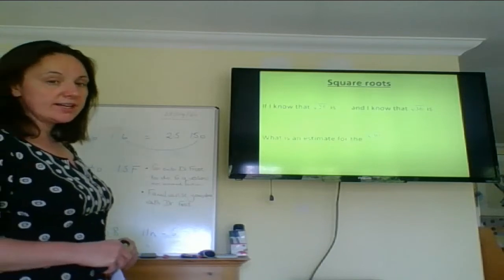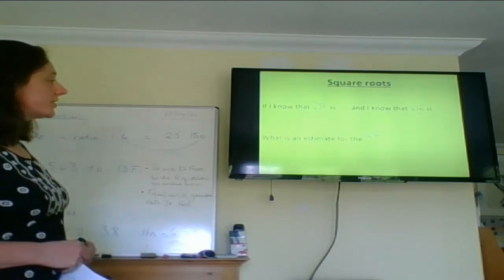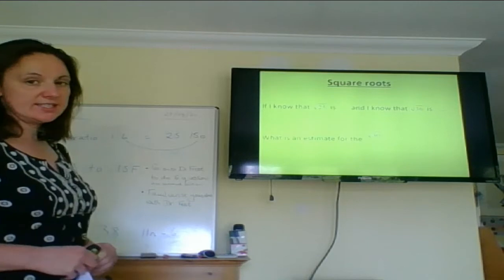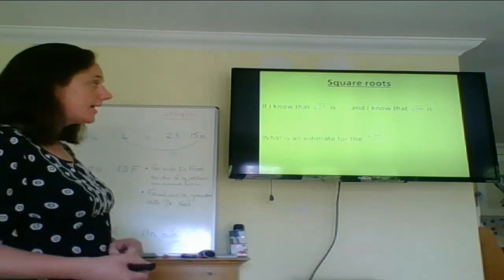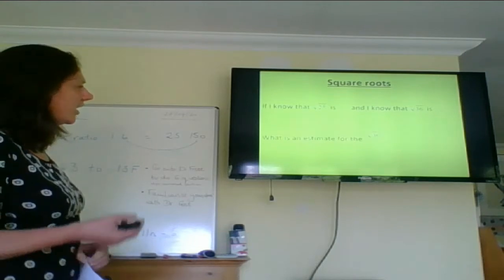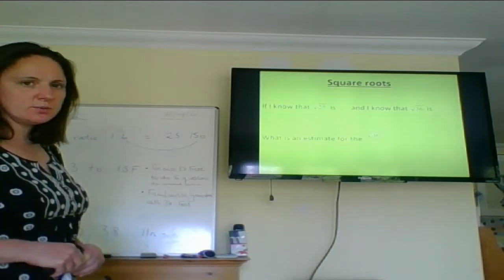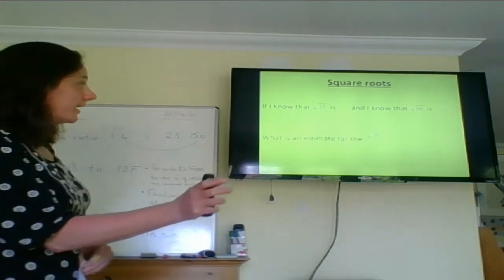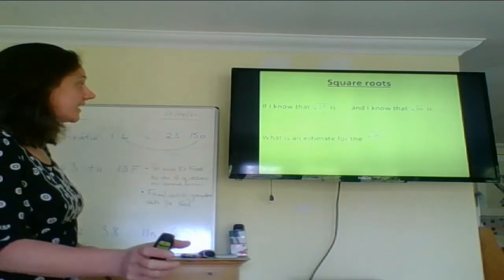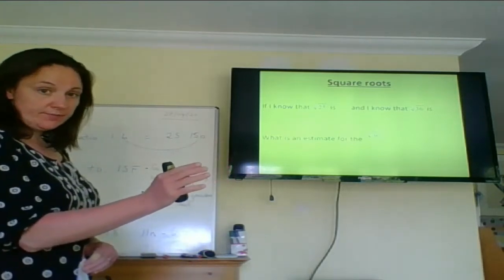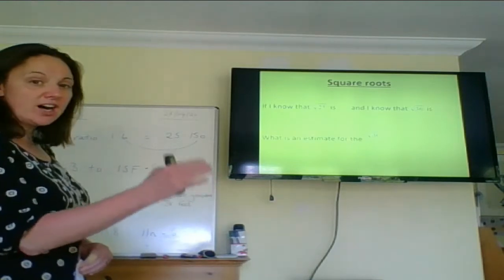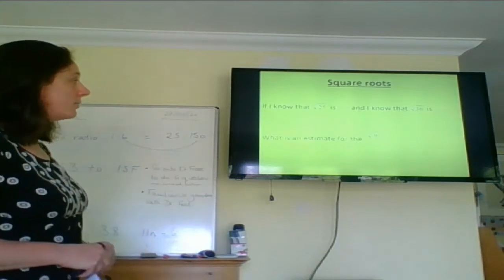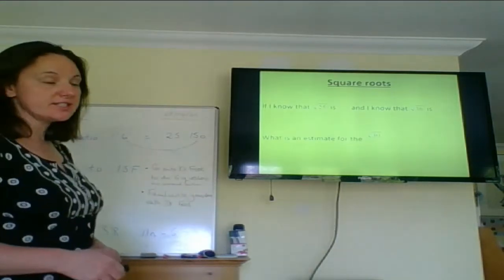Okay, so the other question works with square roots. If I know that the square root of 25 is 5, and I know that the square root of 36 is 6, 6 times 6 is 36, 5 times 5 is 25, what do you think the square root of 30 would be? Well, 30 is almost exactly halfway between 25 and 36. So the number needs to be between 5 and 6. Halfway between 5 and 6 is 5.5. So an estimate would be about 5.5.